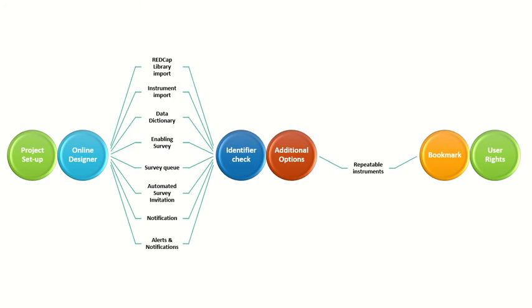There is another feature that falls after your identifier check, which is called additional options. At this location, you can do things like repeatable instruments, your secondary identifier, you can set up your data quality workflow, and things like that. Your next feature that you could set up is a bookmark. This would be a link that's in your project that allows you to go outside your project to something else. You could link it to another project, or you could go to another website.